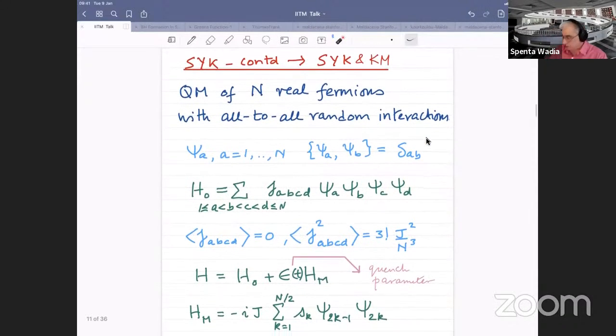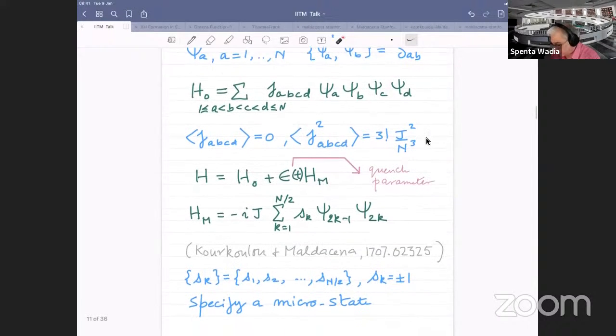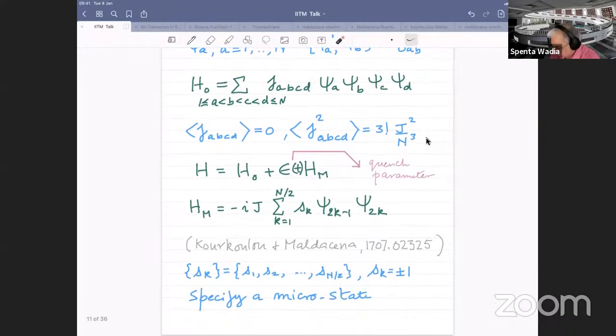So the SYK model is essentially the quantum mechanics of N real fermions with all-to-all random interactions. That's the key point, the all-to-all random interactions. And it's described in terms of this Hamiltonian, which has a Gaussian random noise. And that's the model which people have studied.